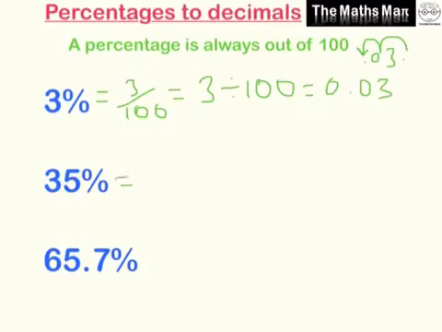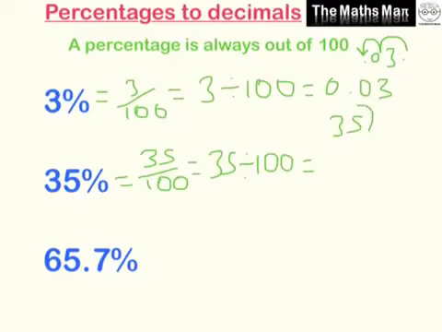For 35%, it's the same as 35 over 100. And that's the same as 35 divided by 100. And if we do the same thing, we take the number 35, move the decimal point back once and twice. So our answer would be 0.35. And lastly, we do the same thing again.